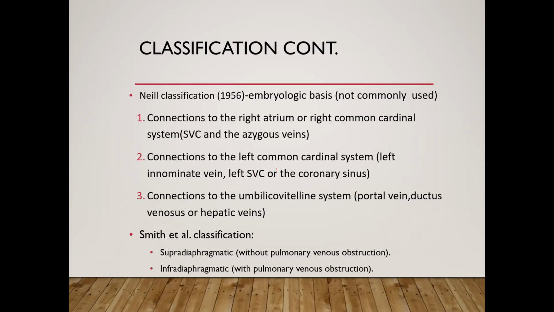This is another classification which is more or less the same, but is not commonly used. That is connection to the right atrium and right common cardinal system, that is SVC, or connection to the left common cardinal vein, that is left innominate vein or left SVC or the coronary sinus, or connection to the umbilical vitelline system, that is portal vein. This is what we have discussed in the embryology, where there is connection to the right cardinal system, connection to the left cardinal system, or connection to the umbilical vein system. Another classification is supradiaphragmatic without pulmonary venous obstruction and infradiaphragmatic with pulmonary venous obstruction.